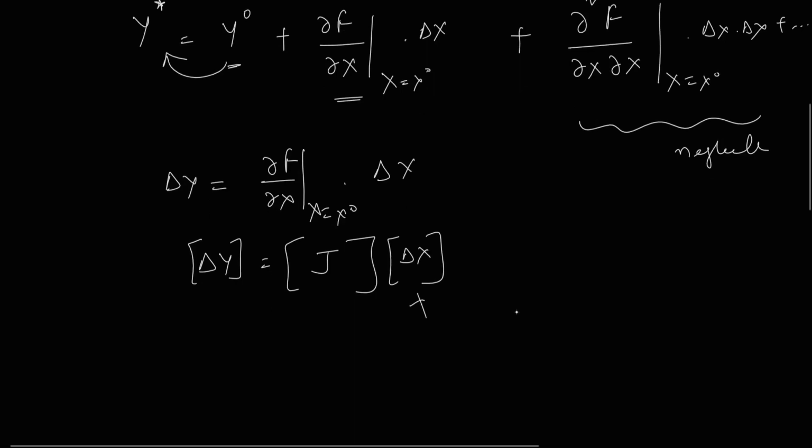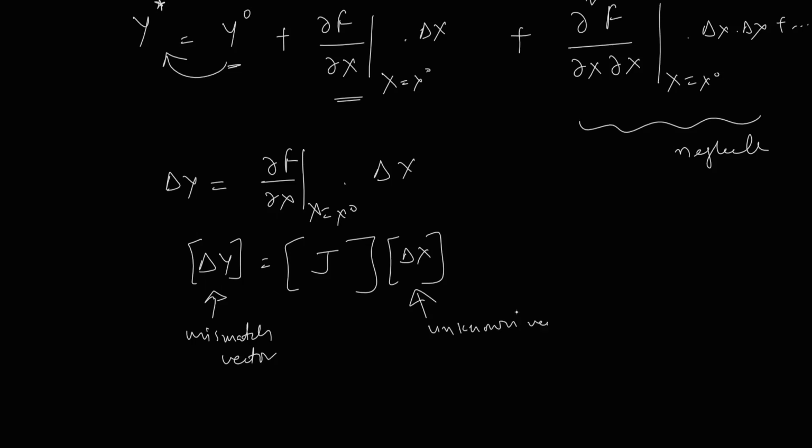So these are the unknown vector, and these are the mismatch vector. This is the unknown vector or correction vector, and this is the Jacobian matrix. The sensitivity between the x and y, the partial derivatives. Okay, or otherwise I can write it down.